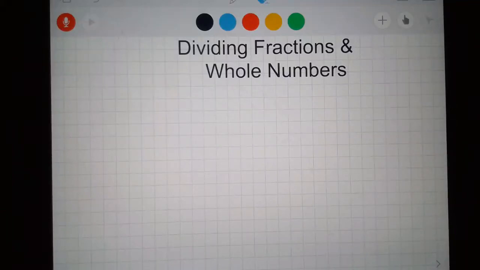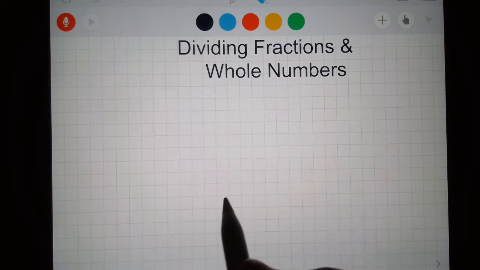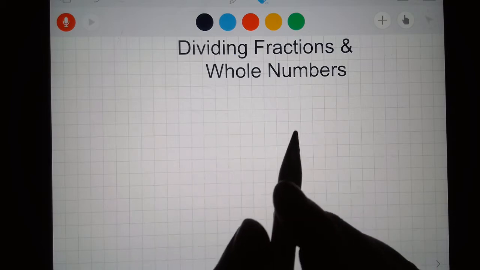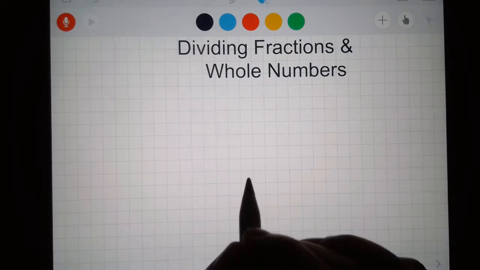Hey guys, here's our lesson on dividing fractions and whole numbers. So today I taught you a strategy on how to divide fractions and whole numbers without using models.